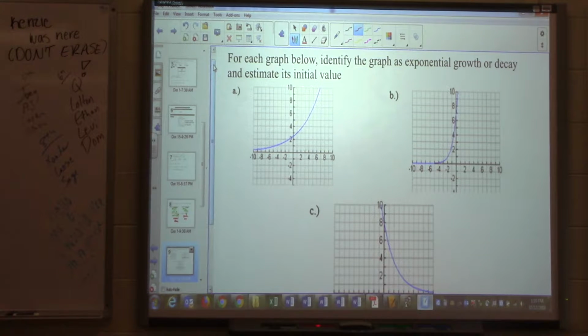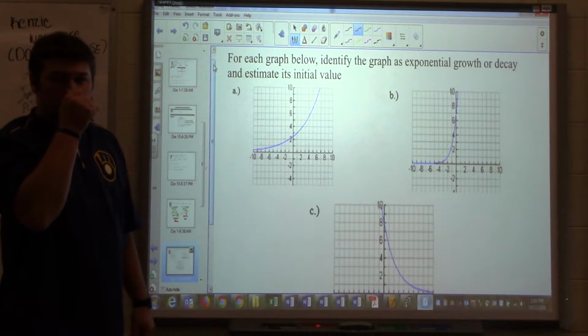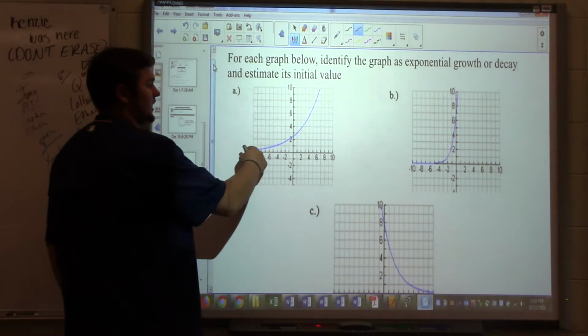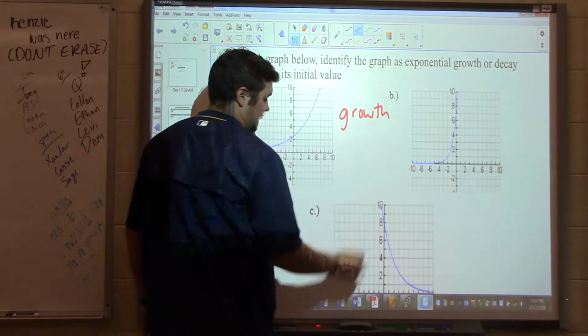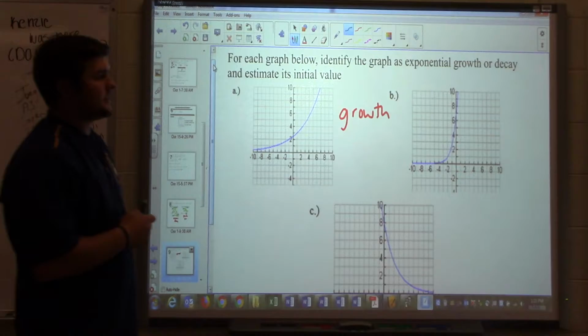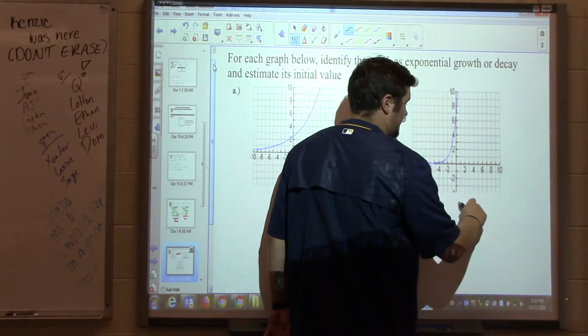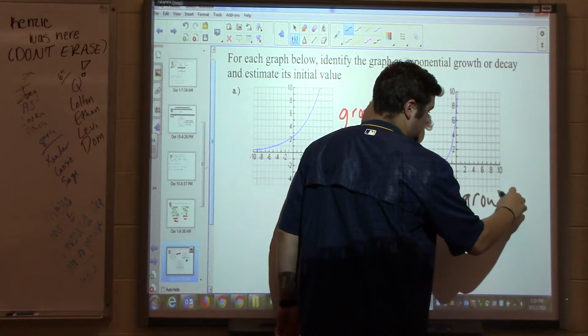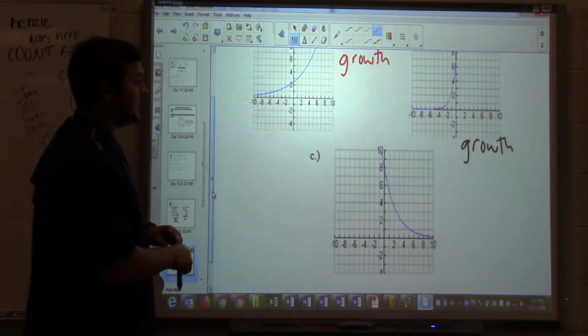We haven't talked about initial value yet, so let's go and name them either growth or decay to start. The first one, what do you look like? Growth, right? It's going up from left to right. So first one we'll say is growth. Okay? Second one, we'll use the black marker. Growth. Left to right, it's going up. Growth. And then the last one down here in the bottom. Decay.